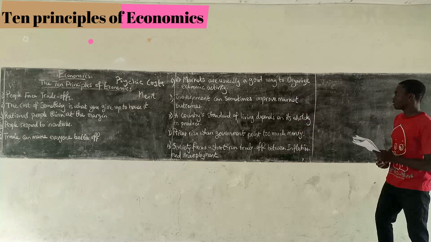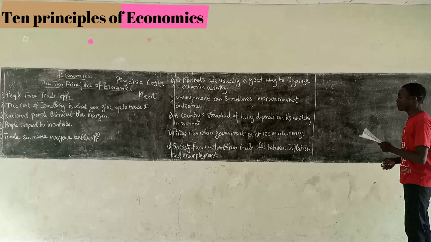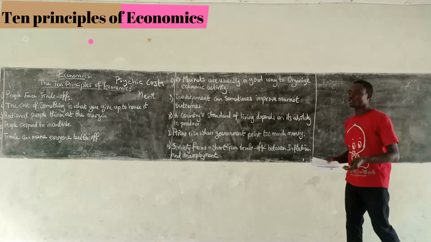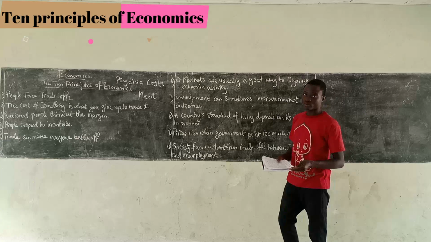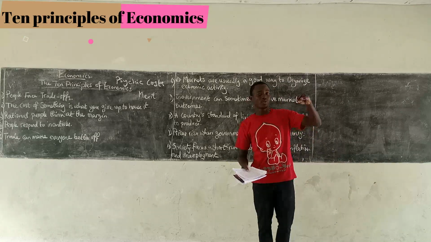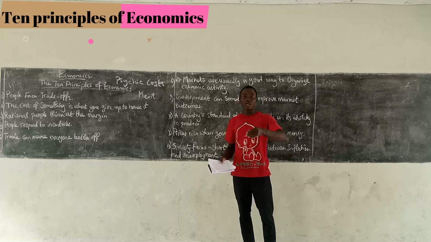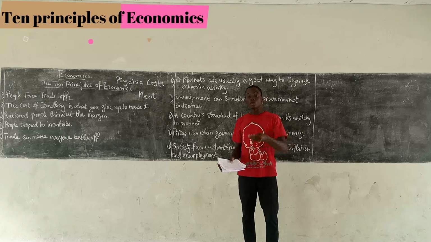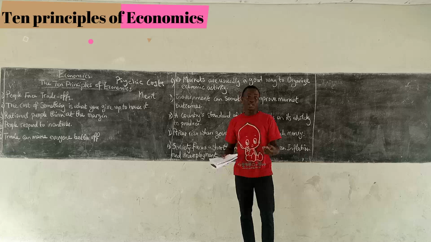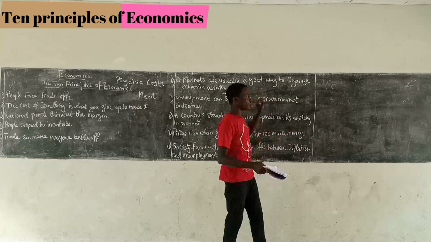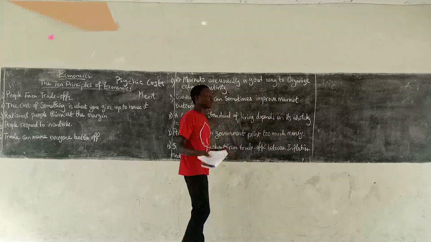So the last one is talking about society faces a short-term trade-off between inflation and unemployment. Inflation being the increase in the aggregate price level. And unemployment talking about the number of people in the labor force that are seeking jobs. They are capable of working, they want to work, they are looking for work, but they can't find work. So we'll talk about this one. We'll expand on it later in your macroeconomics courses.